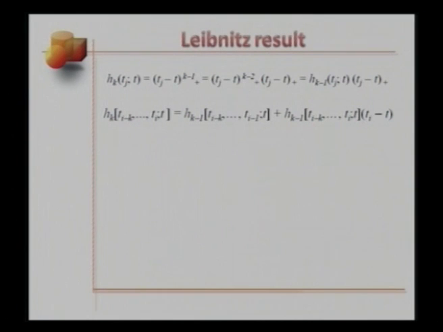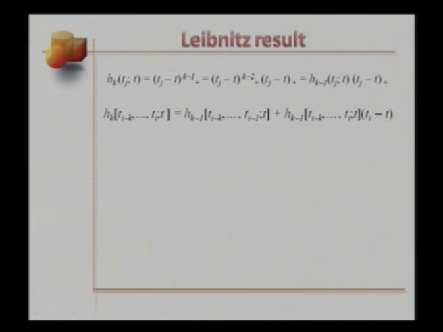And this would be equal to h_{k-1}[t_{i-k} plus 1 up till t_{i-1} : t] plus h_{k-1}[t_{i-k+1} up till t_i : t] times (t_i minus t), which is a regular linear polynomial.